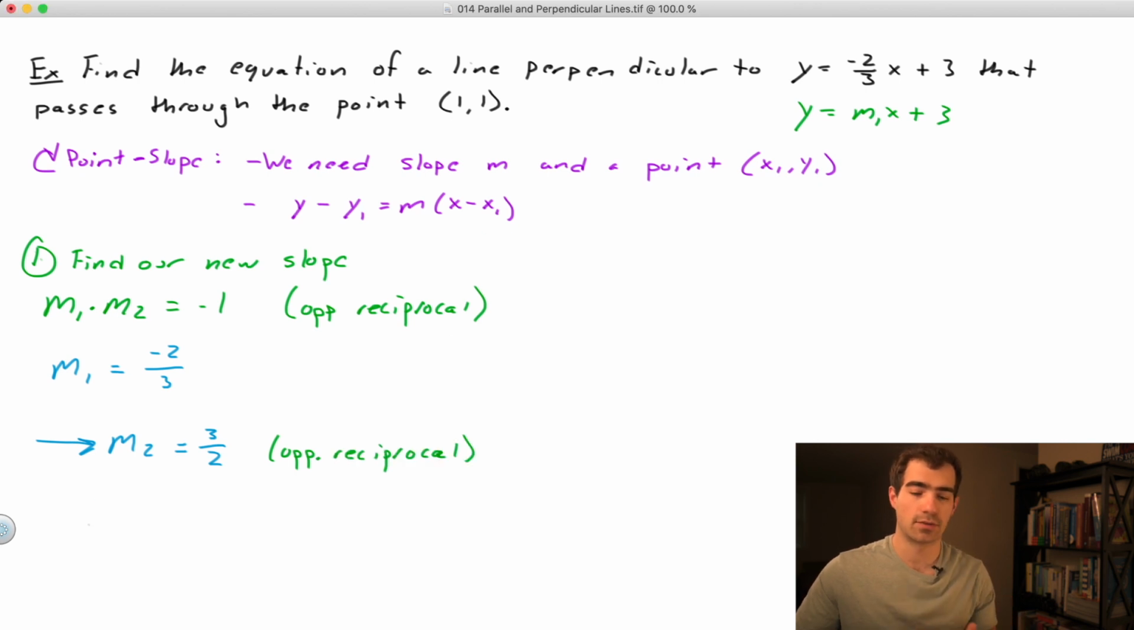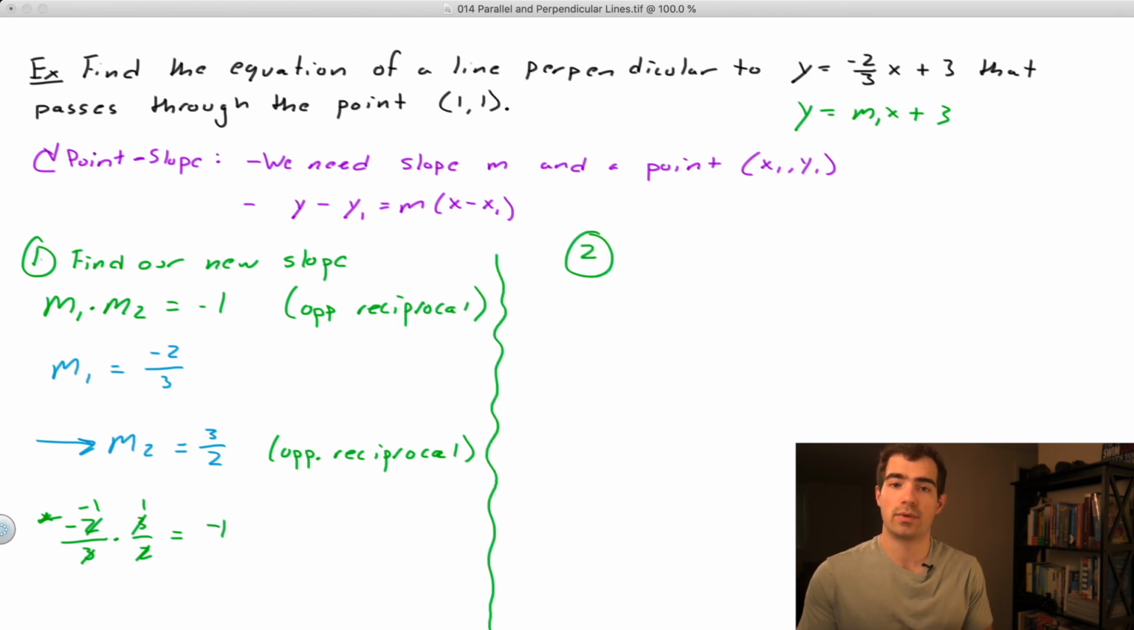And to check ourselves here, we can confirm that their product is equal to -1. If we multiply -2/3 times 3/2, then we cancel out the 2's and are left with -1. We cancel out the 3's and are left with +1, giving us -1 times 1, or simply -1, as we'd expect. Now with that new slope and with the point we were given, (1, 1), we can use both of those along with the point slope form to write an equation for the line we're looking for.